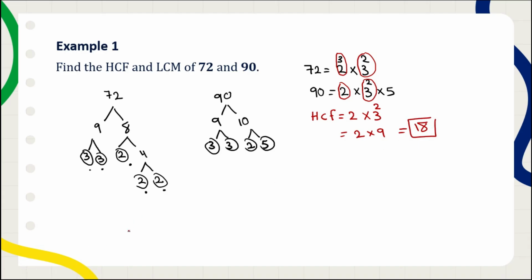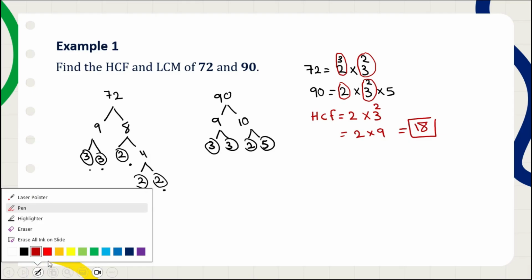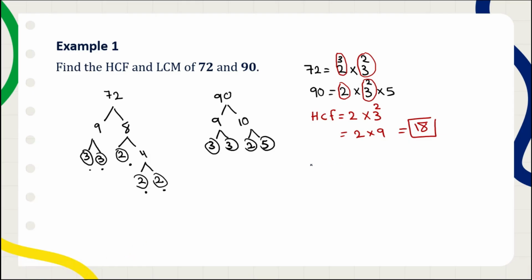Now let us find the LCM. Lowest common multiple. For the lowest common multiple, we include every prime factor that appears in either number, and for the common prime factors, we choose the highest power. Okay, now the common ones are 2 and 3, but 5 is not common. For the common ones, we are going to choose the factor with the highest power.